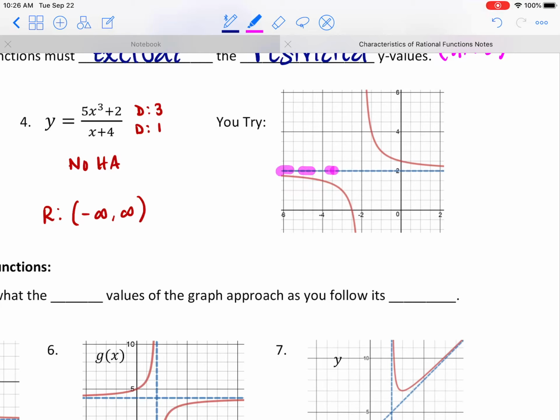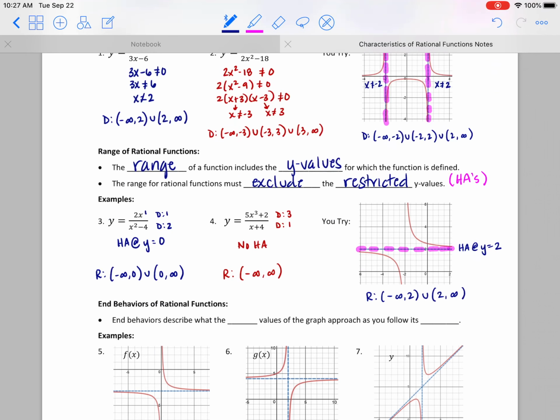I can see the restriction here. This is a horizontal asymptote at y equals 2. So if we have a horizontal asymptote at y equals 2, that means our graph can't get to a y value of 2. That means our range has to exclude that y value of 2. So this range is going to be everything before 2, which would be -infinity up to 2, united with everything after, which is from 2 to +infinity. Okay?